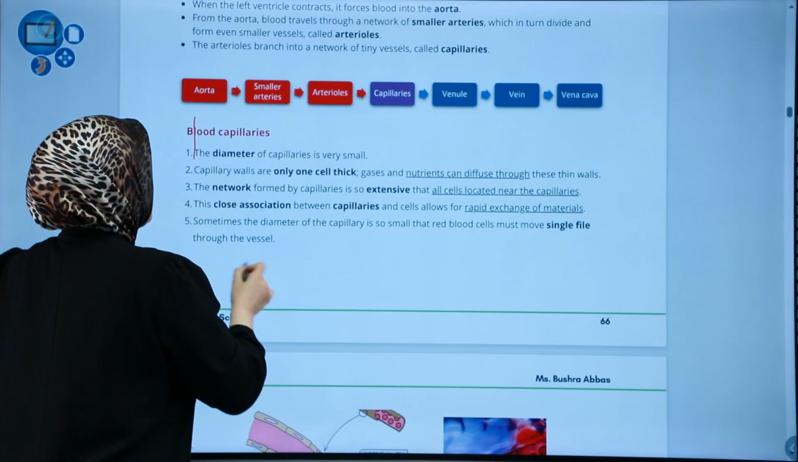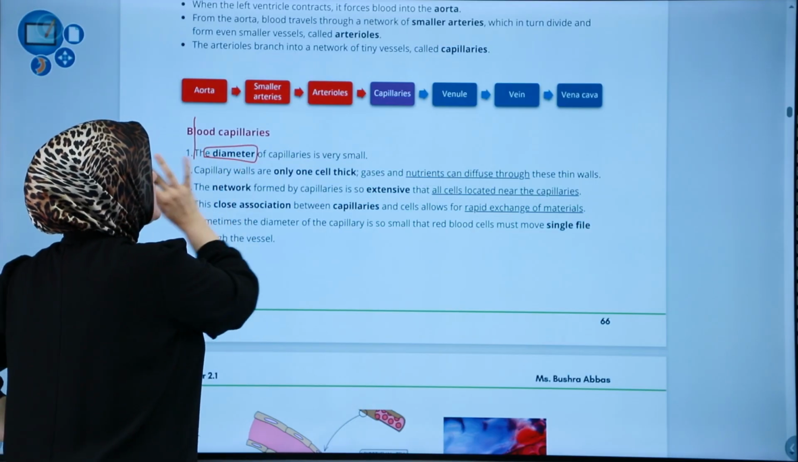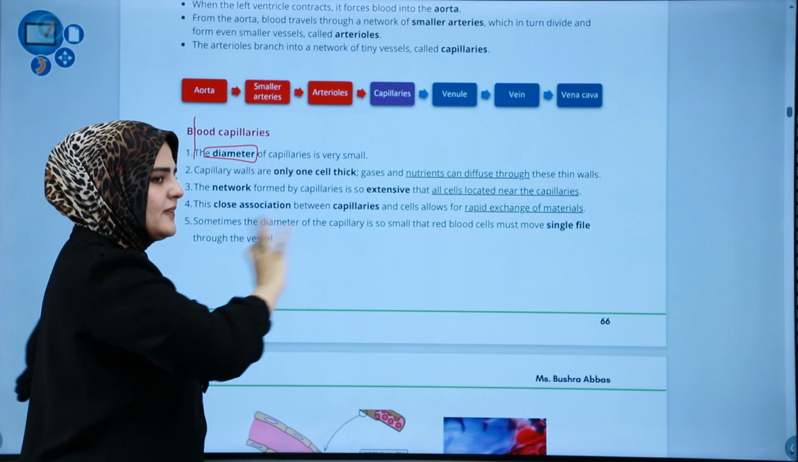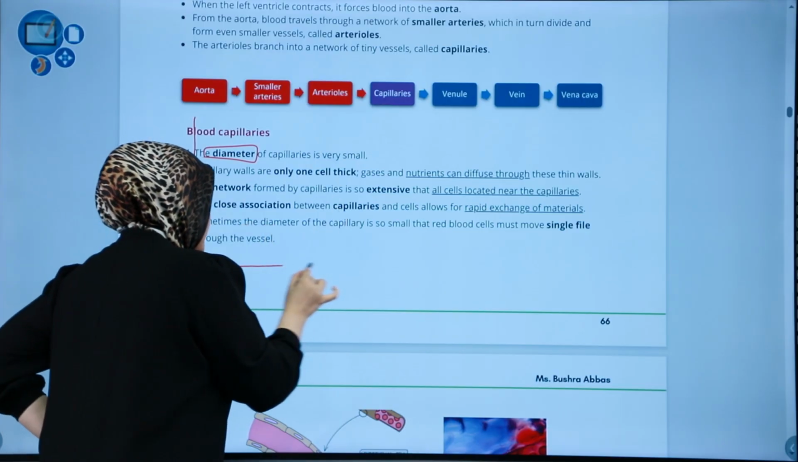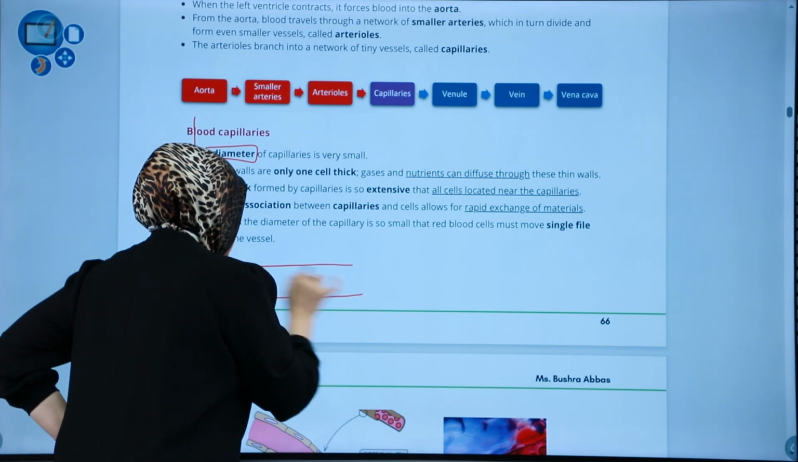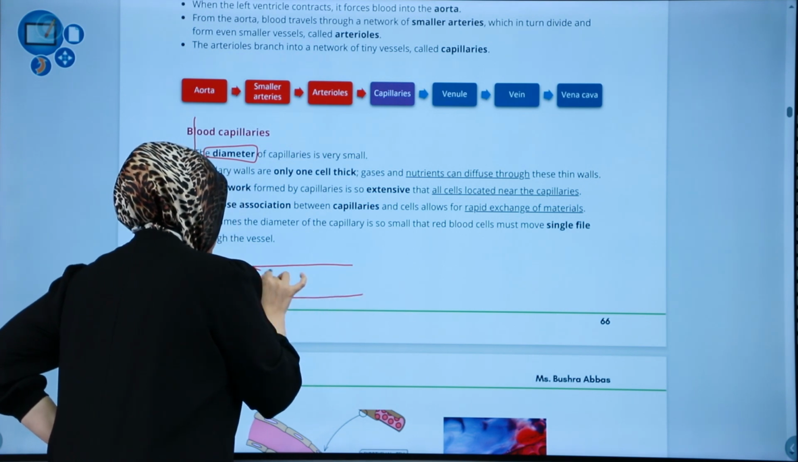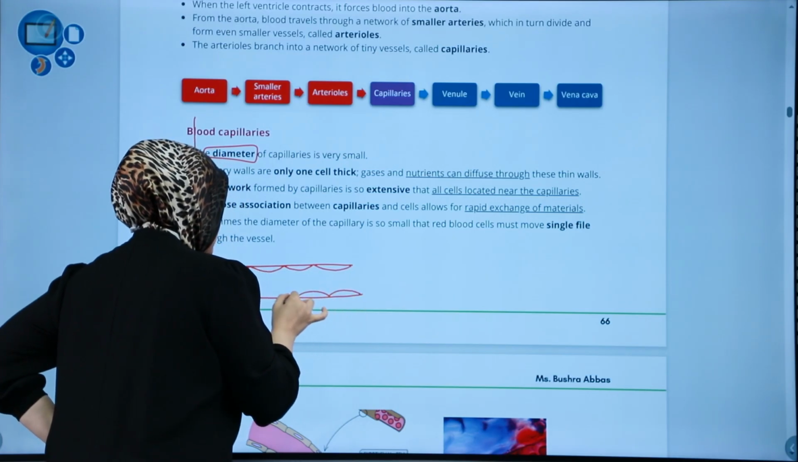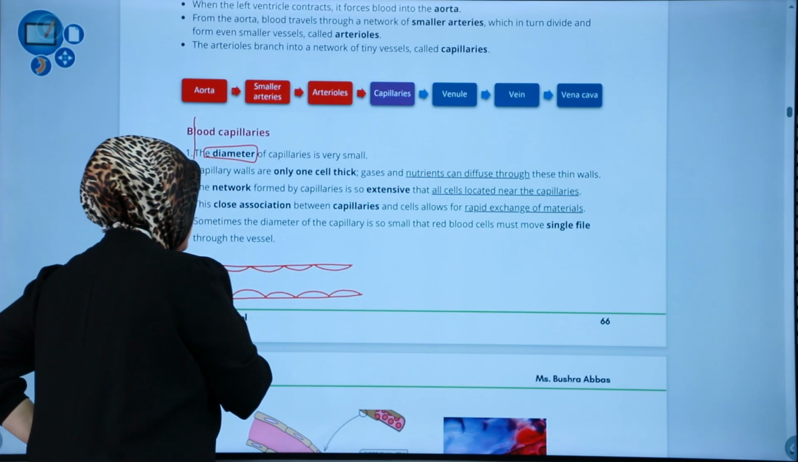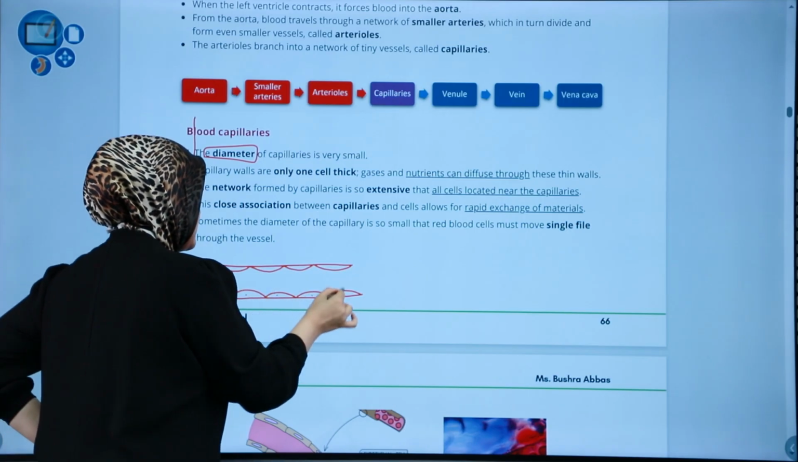All right. A capillary in diameter is the smallest among all the other vessels, all right? And not only are they small, if I draw a capillary, remember the endothelial layer we described in chapter 1, one single layer of flat cells?